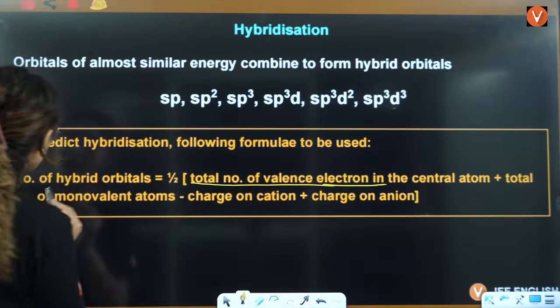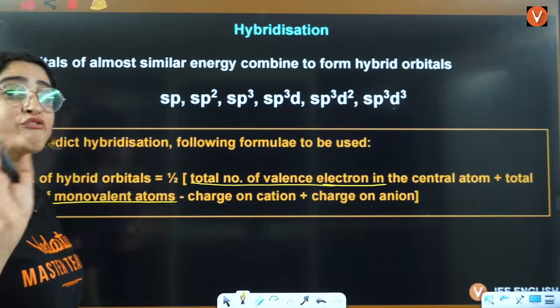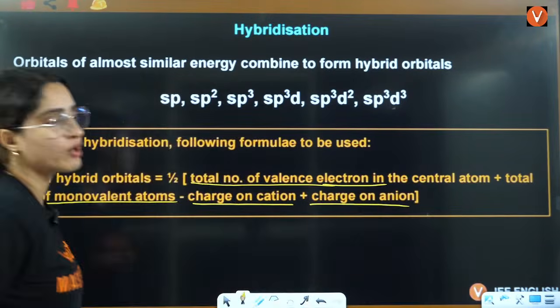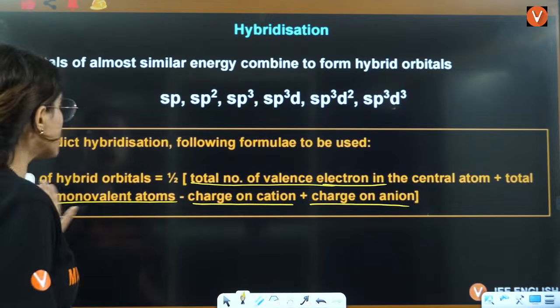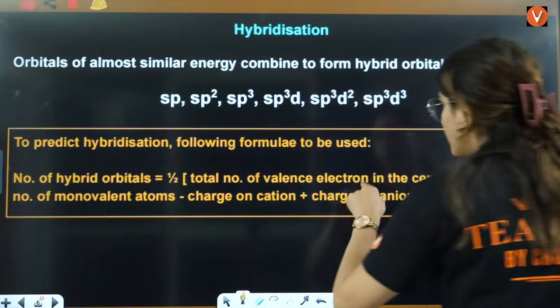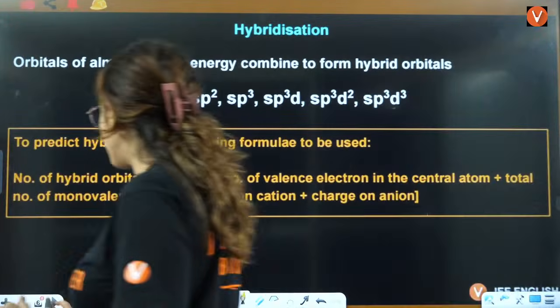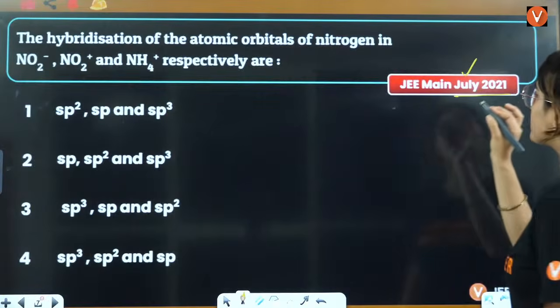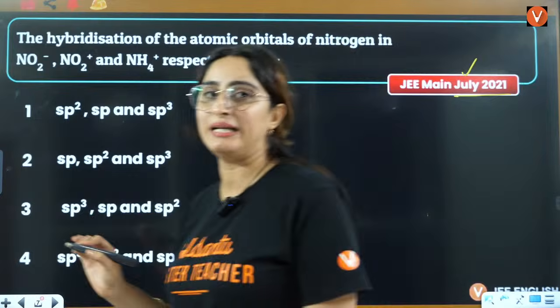Then plus total number of monovalent atoms, if any, minus charge on cation plus charge on anion. That's it. This is the formula that you should remember. Now, ma'am, any example based on that? Yes. We have an example, and this was the question that was asked in 2021.